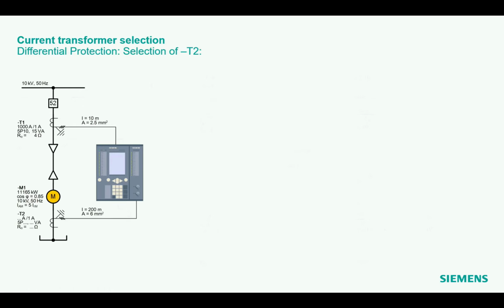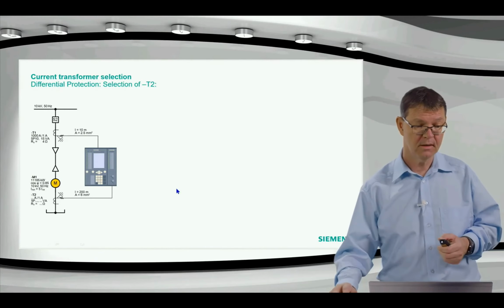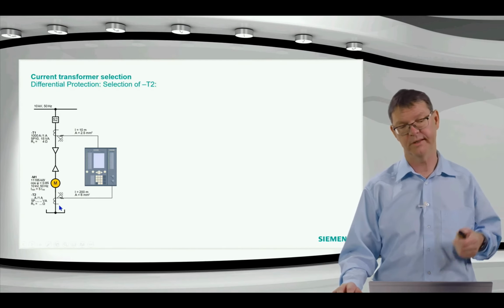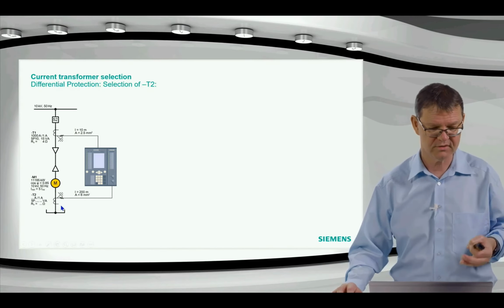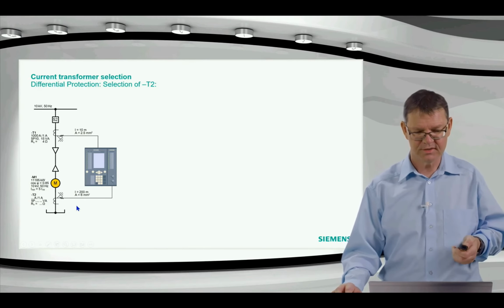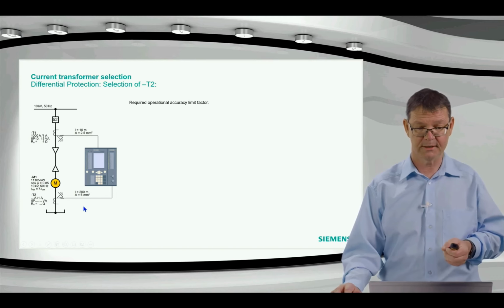Let's have a look on the differential protection. So the other, let's say, basic requirement we have for the current transformers in motor protection. And there I took another example. And let's have a look on this current transformer here, because we need to select what kind of current transformer, or the features of this current transformer, now directly.